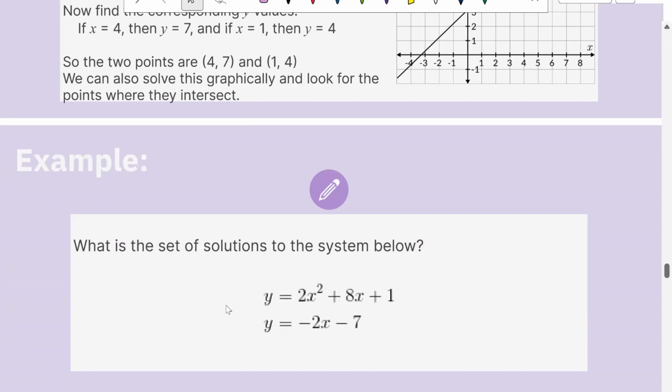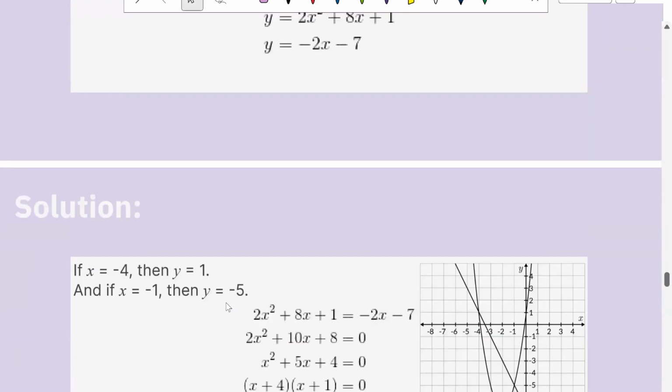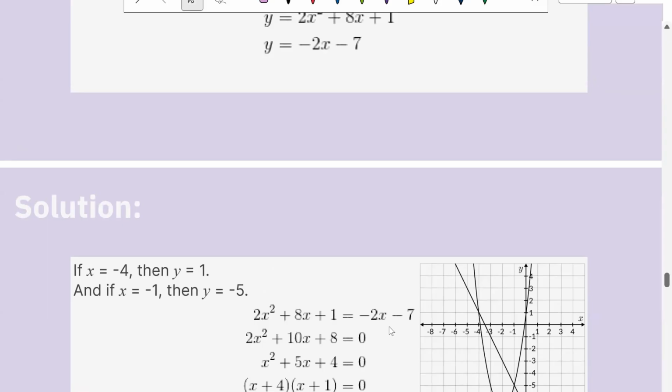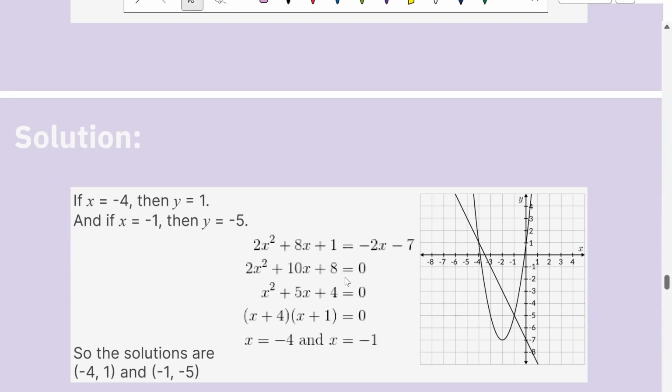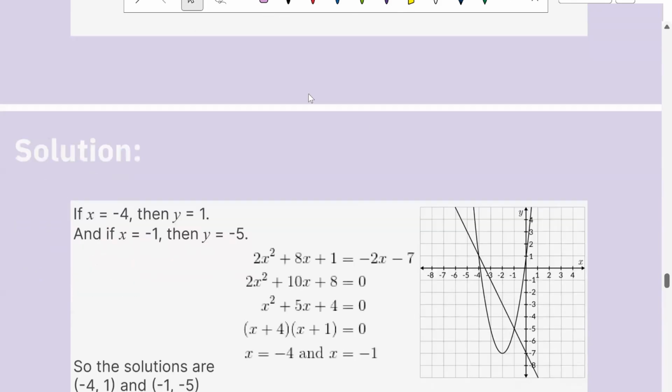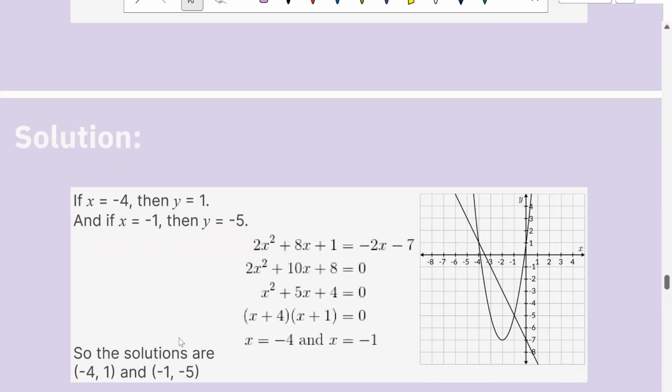All right, this next one says, what is the set of solutions to the system of equations below? We're going to do the same basic idea. So we set these equal to each other. Then we set it equal to 0. Then we factor with the AC method, and we get x plus 4 times quantity x plus 1. We set each of those binomials equal to 0. We get x equals -4 and x equals -1. Then we go back and plug that in. So we're going to plug in -4 to the first equation and to the second equation, and we should get the same answer of 1.